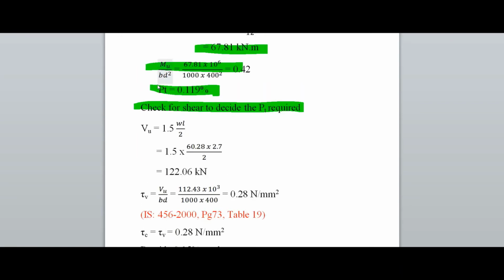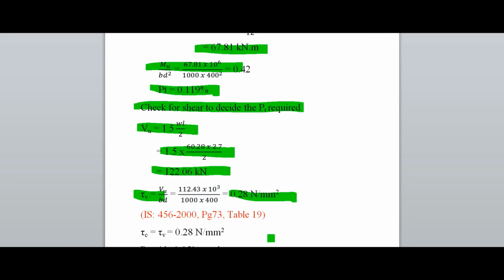So Vu is 1.5 WL by 2, that is 1.5 into 60 into 28 into 2.7 divided by 2. So Vu is 122.06 kilonewton. So providing Vu upon Bd is the tau v equation. Its value is 0.28 Newton per mm square. And what we did, I say tau c is equal to tau v, I assume it.